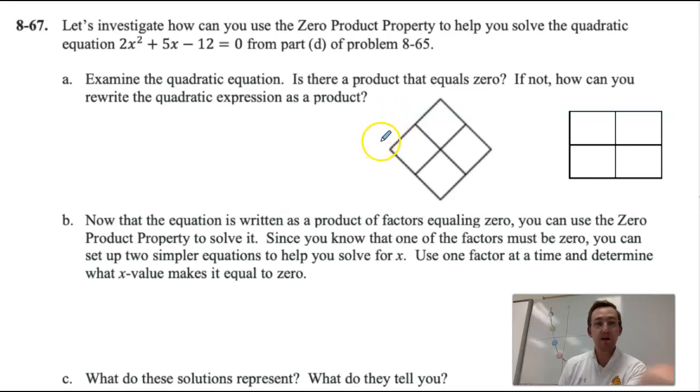If we don't know, because we can't solve this yet, what I think we should do is factor this and rewrite it as a product. So if we factor this, we're going to do our diamond and our rectangle patterns here. So I'm going to put 2x squared here. We got negative 12, negative 12.